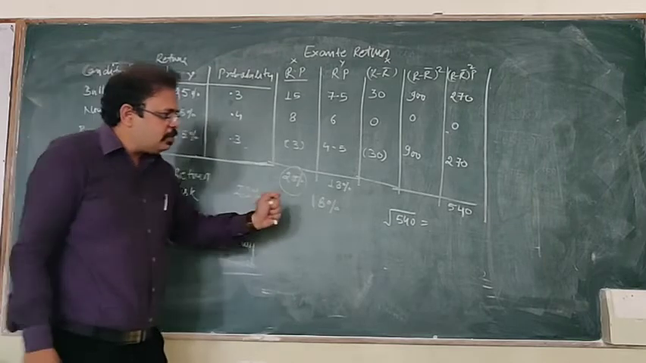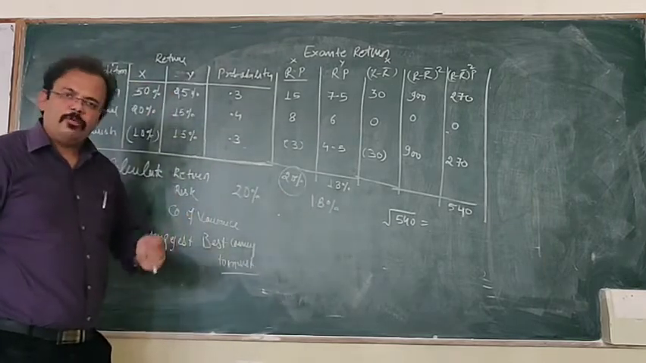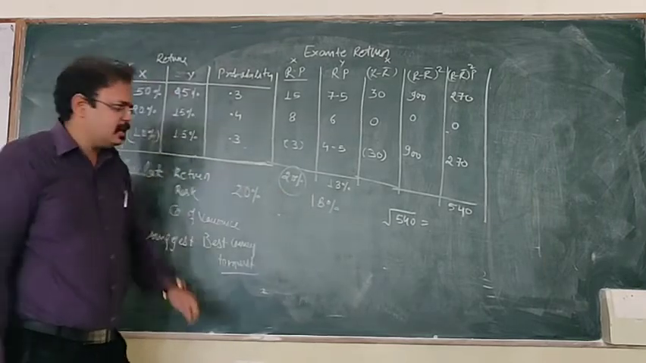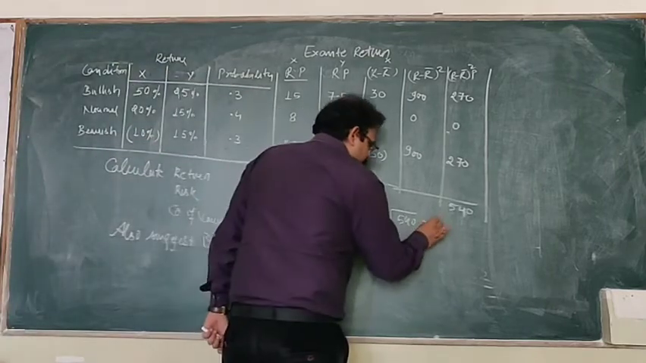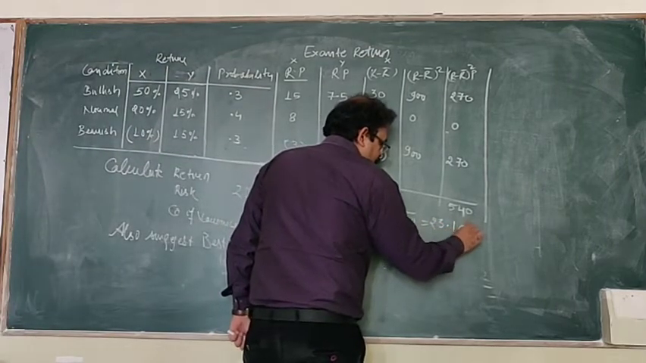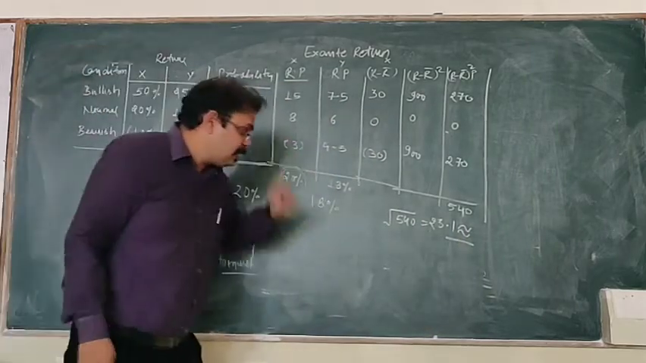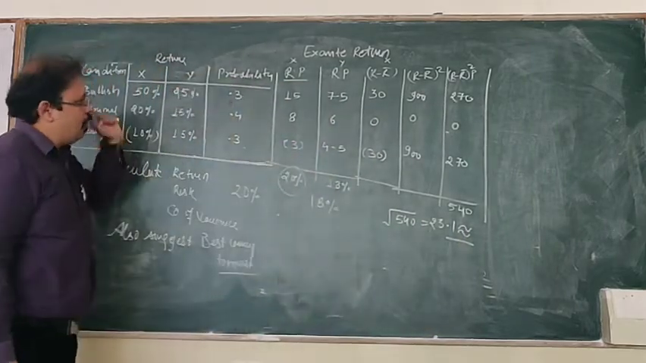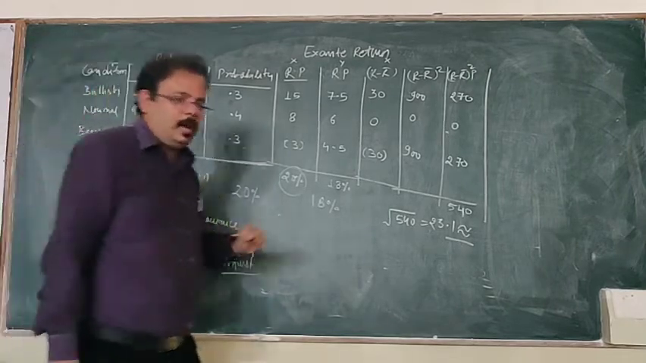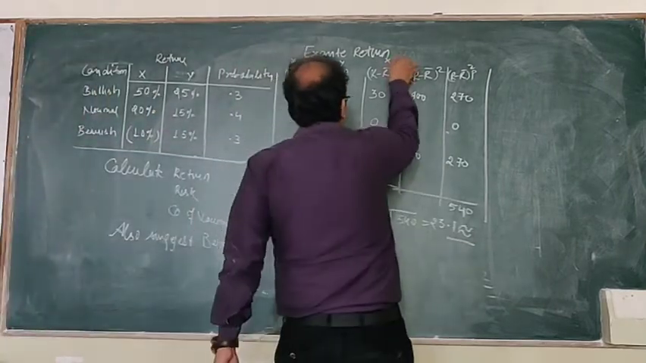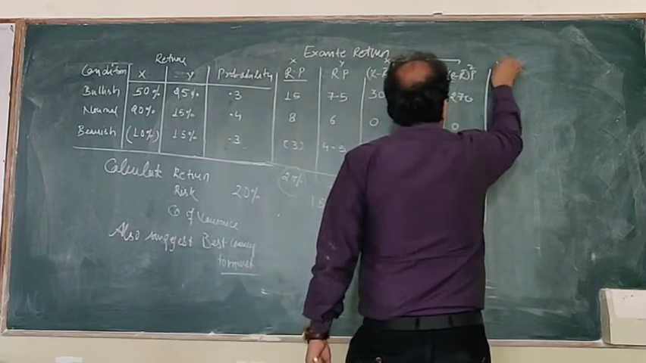This value lies between 23 square, which is 529, and 24 square, which is 576. So the approximate value is 23.1. So the standard deviation for X is 23.1 and the risk is 23.1. Similarly we do for Y.